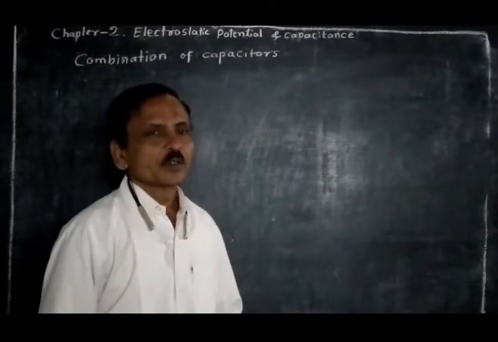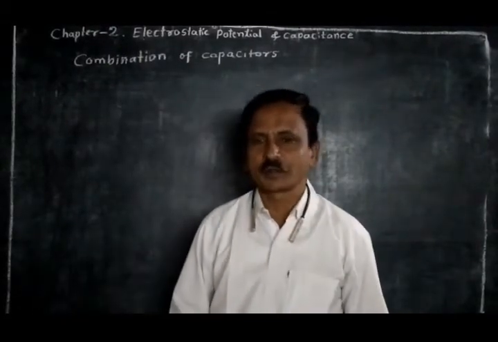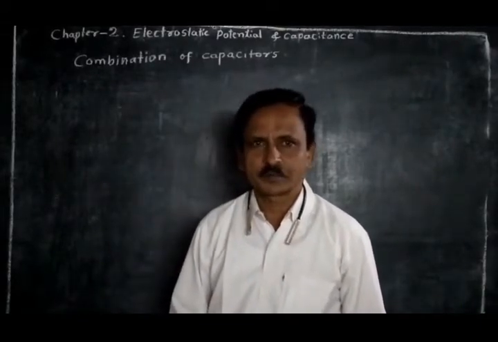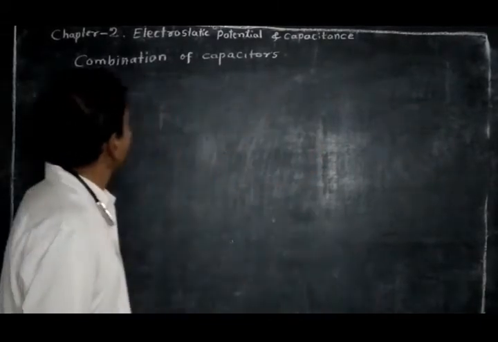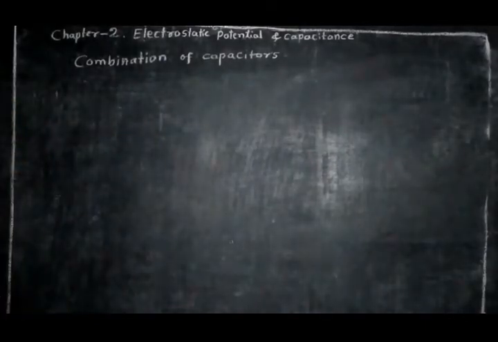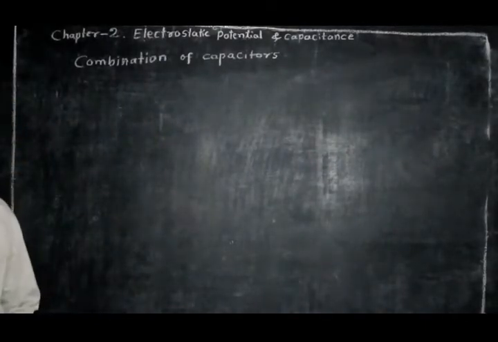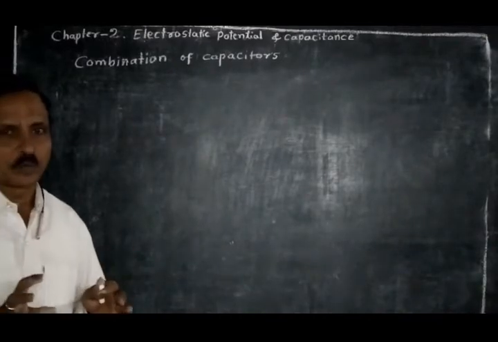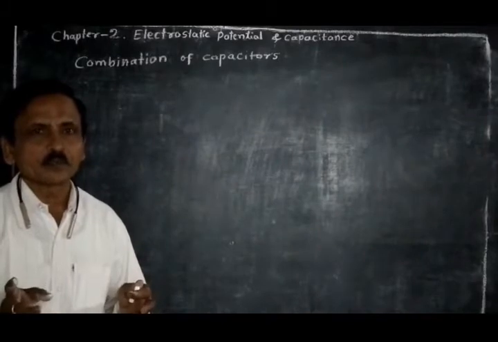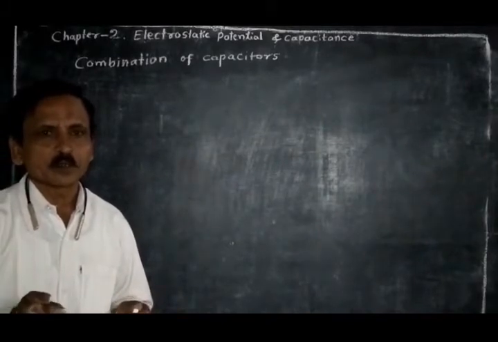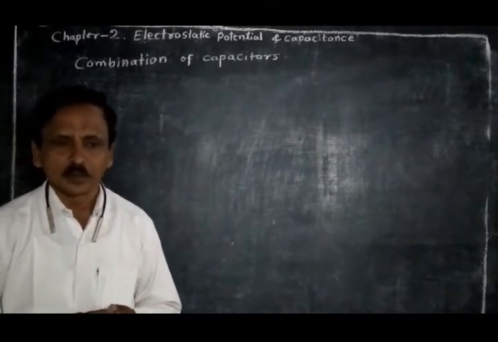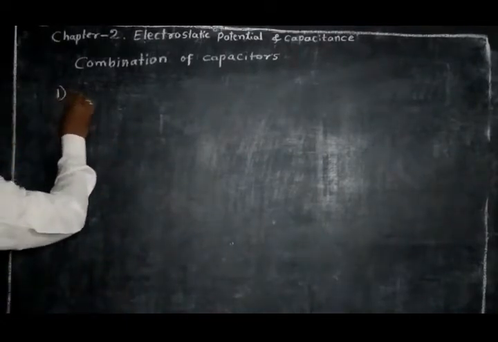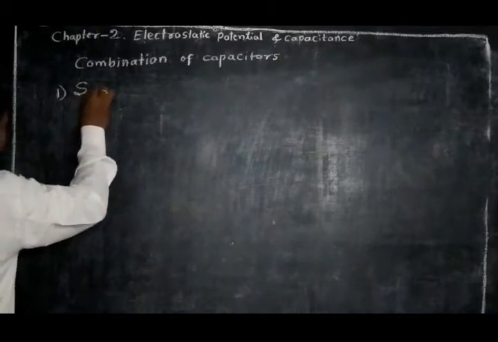Hello friends, today we shall derive an expression for series combination of capacitors. Combination of capacitors means grouping of capacitors. Capacitors can be combined or grouped in two ways. They are series combination and parallel combination. And the first one is series combination of capacitors.